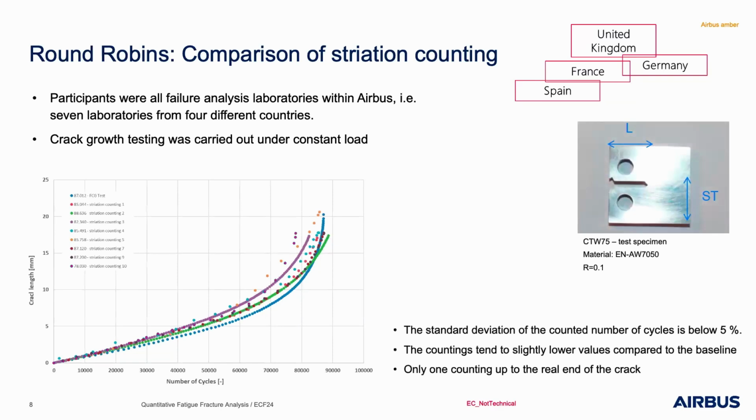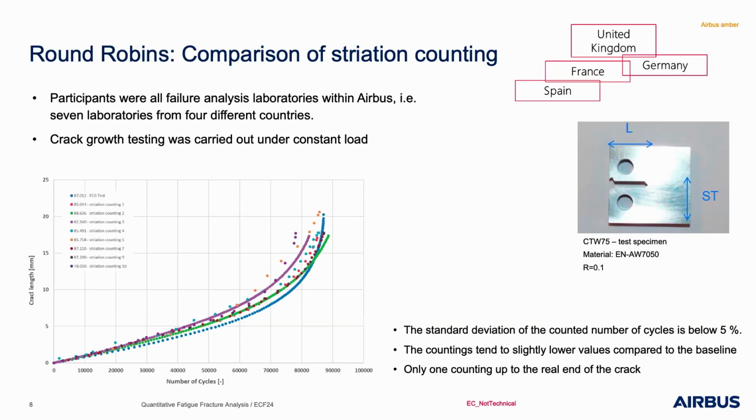And here, for example, we see first evaluation and results of the round robin on an aluminum specimen. You see it's just a CT specimen, where we knew it's a fracture growth specimen. We knew the fracture growth behavior. And this is the blue line here in this case, dark blue line. And you see the standard deviation of the counted numbers of the cycles is below 5% for aluminum.